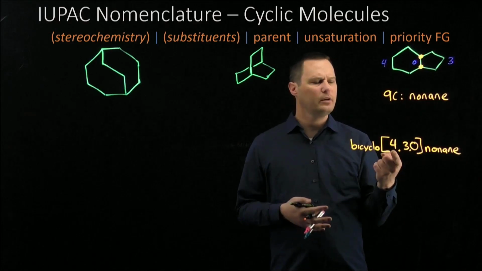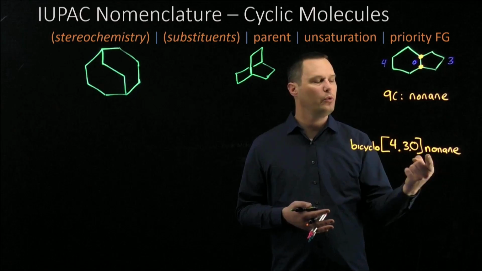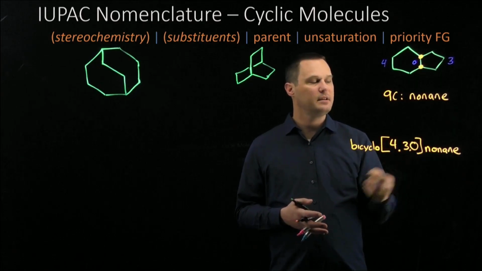So a good check your work is that the sum of the numbers in the brackets should be 2 less than the total number of carbons in our parent hydrocarbon. 4 plus 3 plus 0 is 7, which is 2 less than the 9 in the nonane.